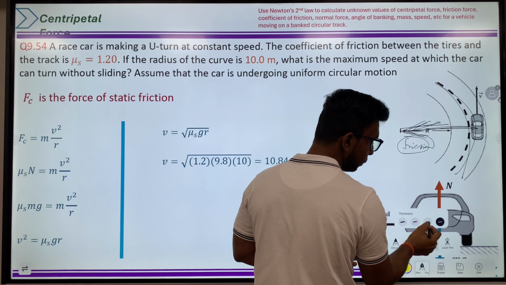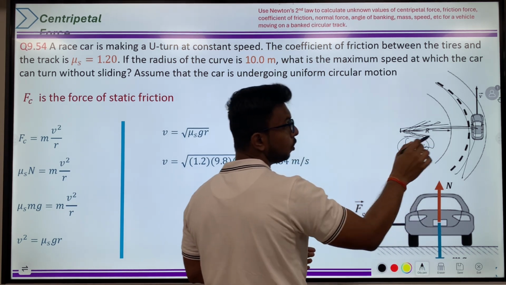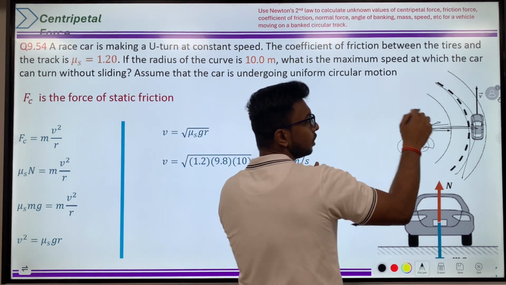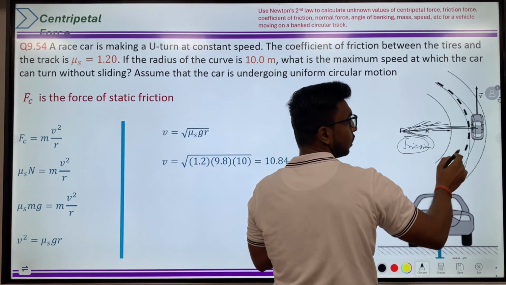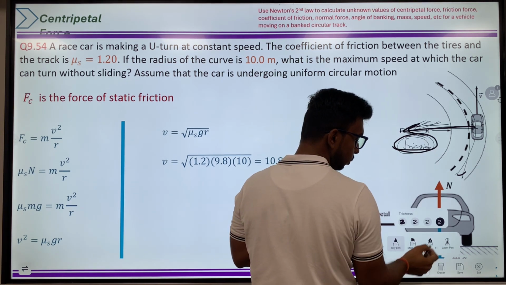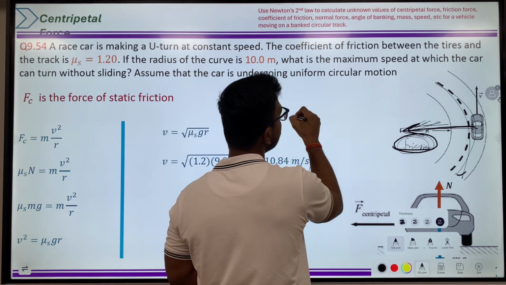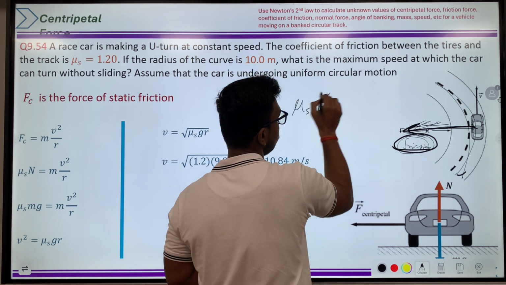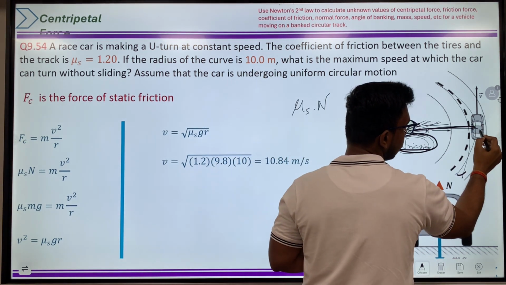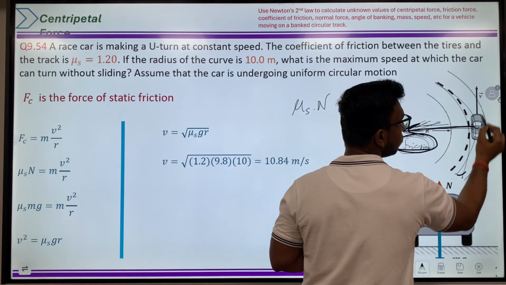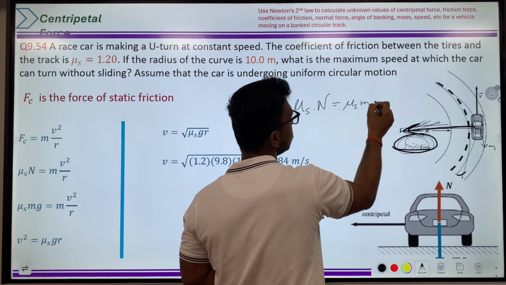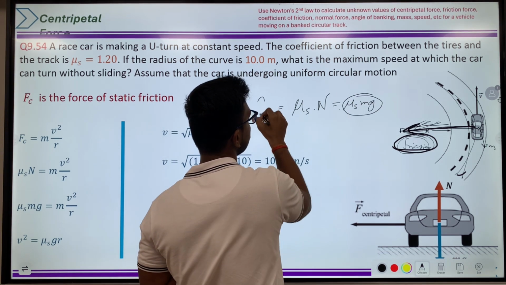Because if there were no friction, the car would not be able to be held in the circuit, in the circle. It will drift apart. So this force is the frictional force. And how much is the frictional force? Frictional force is given by mu times normal, if you remember. And here, if it's a flat track, then mg is downward, normal will be upward. So mg will be equal to normal. So mu mg is the frictional force.